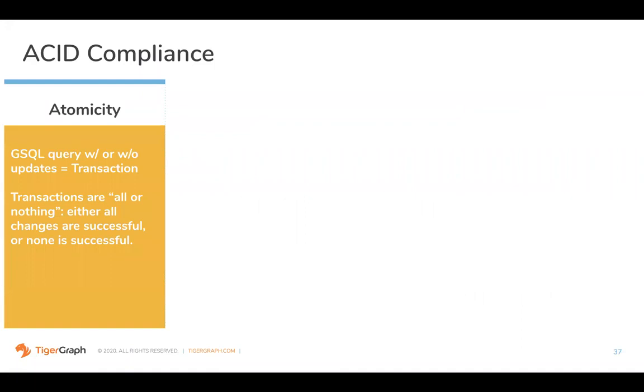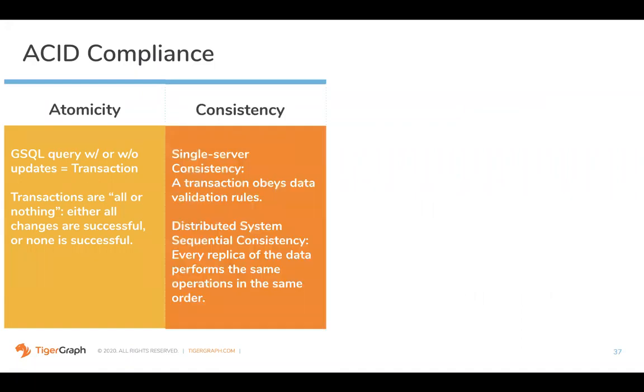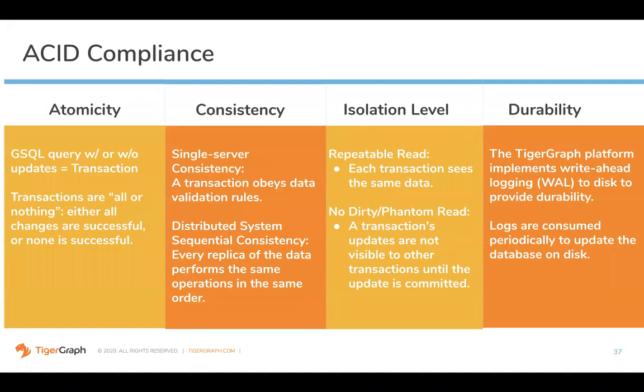So we have ACID, atomicity. I already explained what is a transaction. And so obviously they are all or nothing. Either it completes completely, successfully, or not at all. Like I mentioned, if there is a failure of one machine in the middle of a transaction, that one will probably fail. And so none of the changes regarding that transaction will take place.